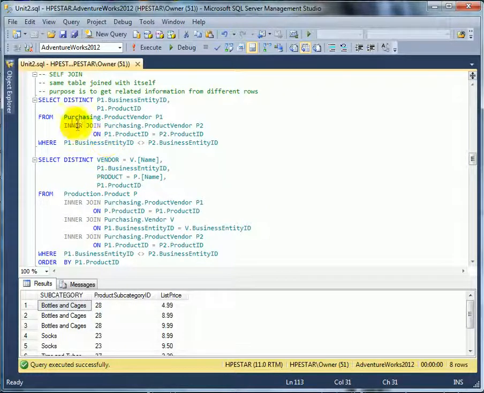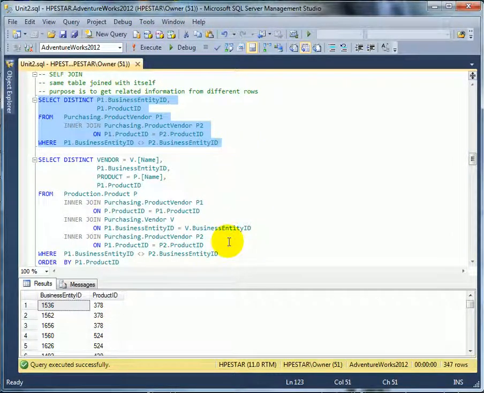This is a self-join where we are joining purchasing product vendor with purchasing product vendor, and obviously we are looking for some relationship within the data in that table, and this is the result of the query. In this instance, we have a more sophisticated version of a self-join.